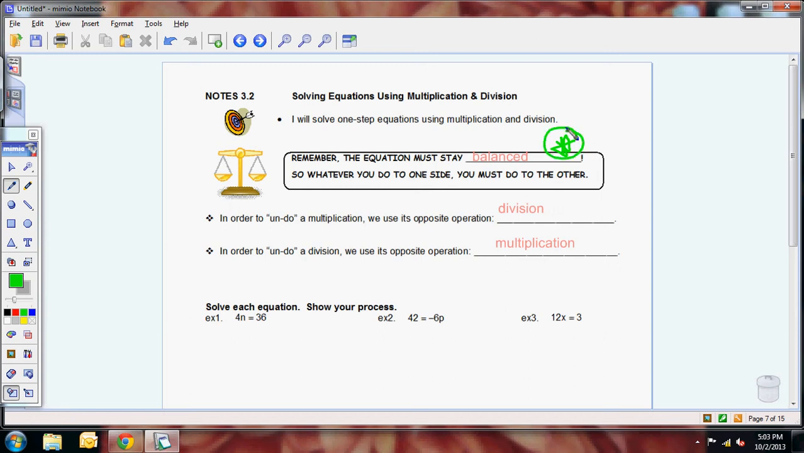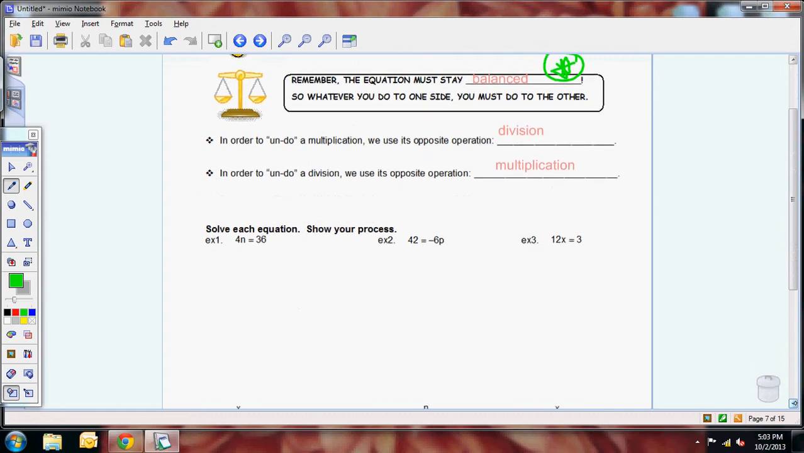And then today, since we're doing multiplication and division, you've got to know what the opposite is. If you have a multiplication problem, to get the variable by itself, you're going to do division. And if you have a division problem, the opposite operation is going to be multiplication. So let's just jump into some problems and you'll see what I mean.